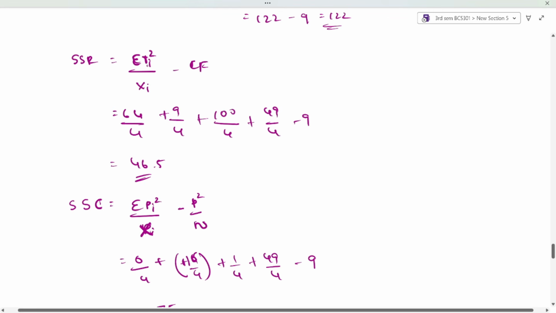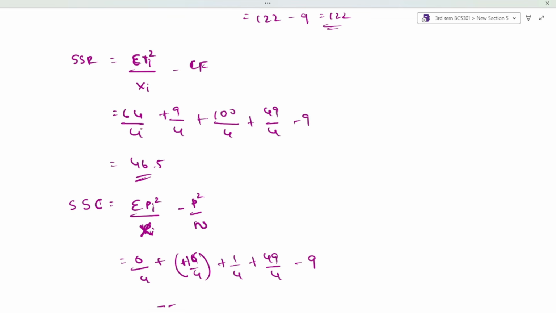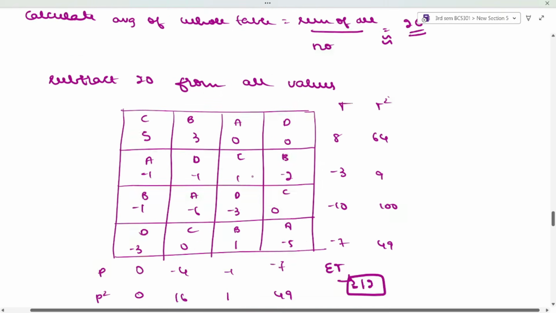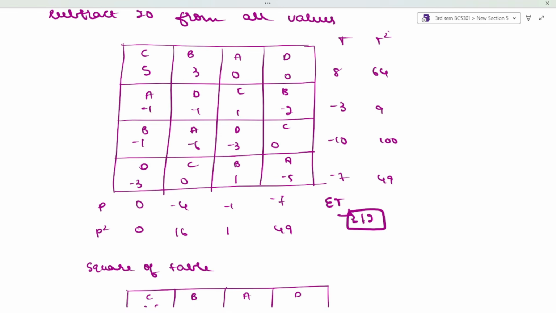Here also you will find out SSC, SSR. That means the summation of ti square divided by xi. Here xi means the number of rows and number of columns, all will be 4 only. Here you can see 64, 949. This is the value of SSR that you got.